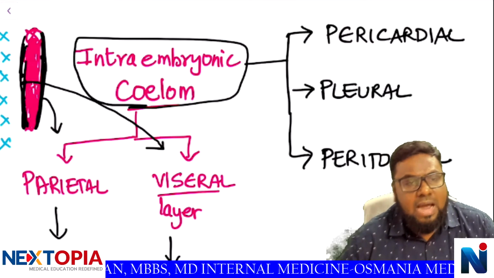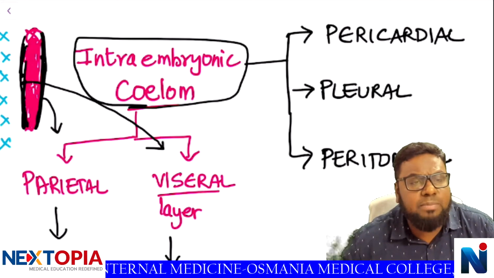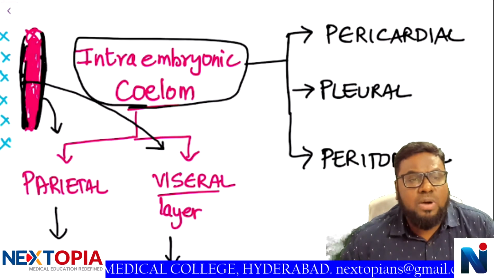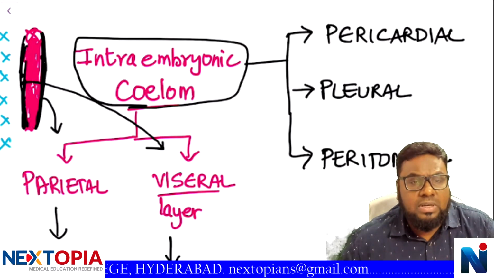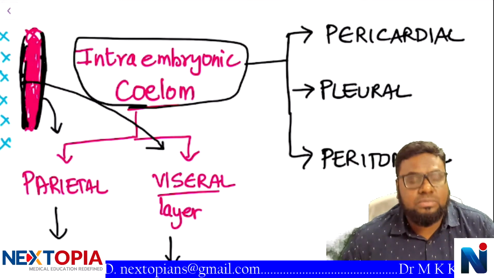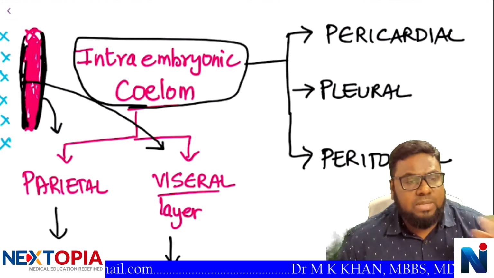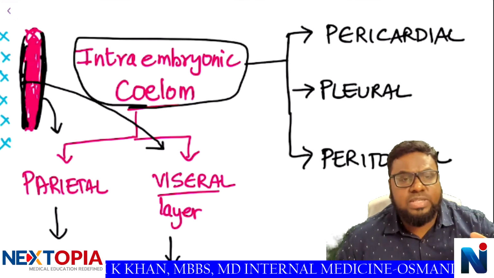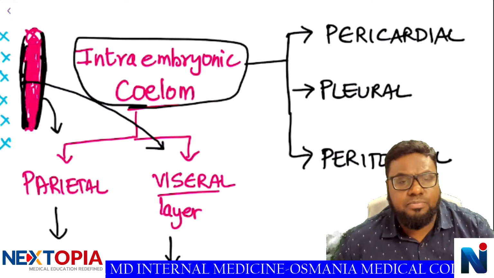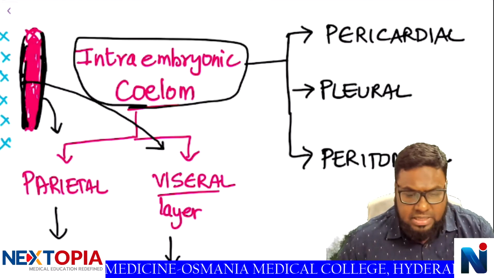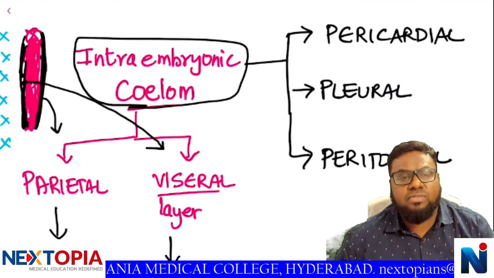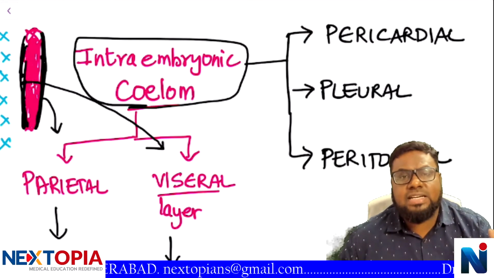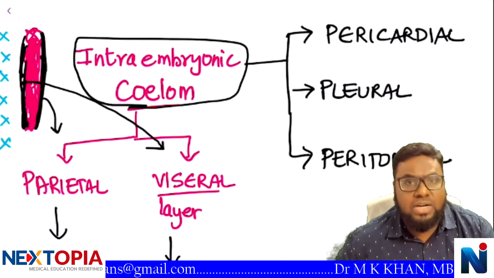For time being, please remember that the pericardial cavity is formed from the intraembryonic coelom that lies in the midline of the procordia. So in the midline, it is close to the cardiogenic area. It forms the pericardial cavity. Close to the pleural area, it forms the developing lungs. It forms the pleural cavity, and developing intestines, it forms the peritoneal cavity.